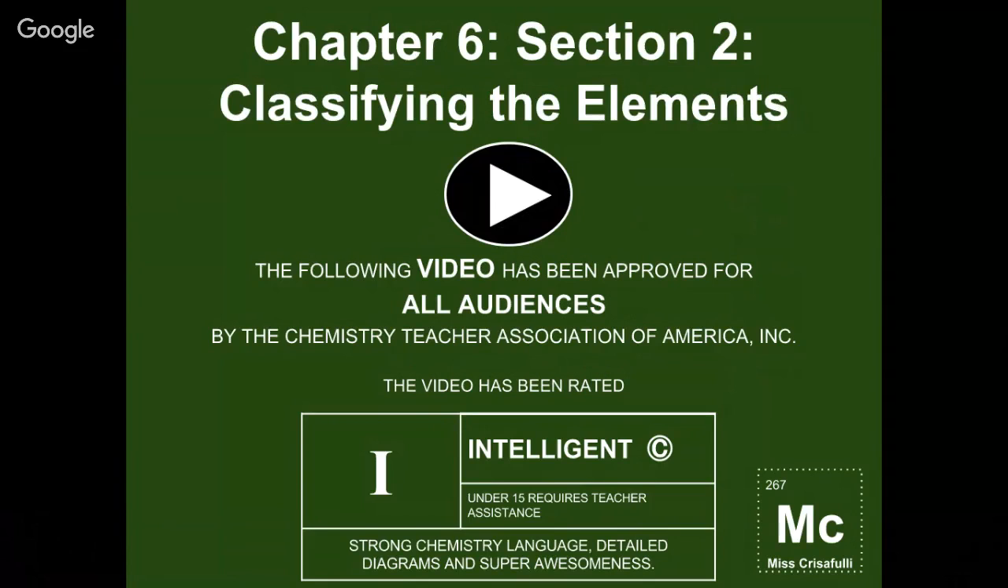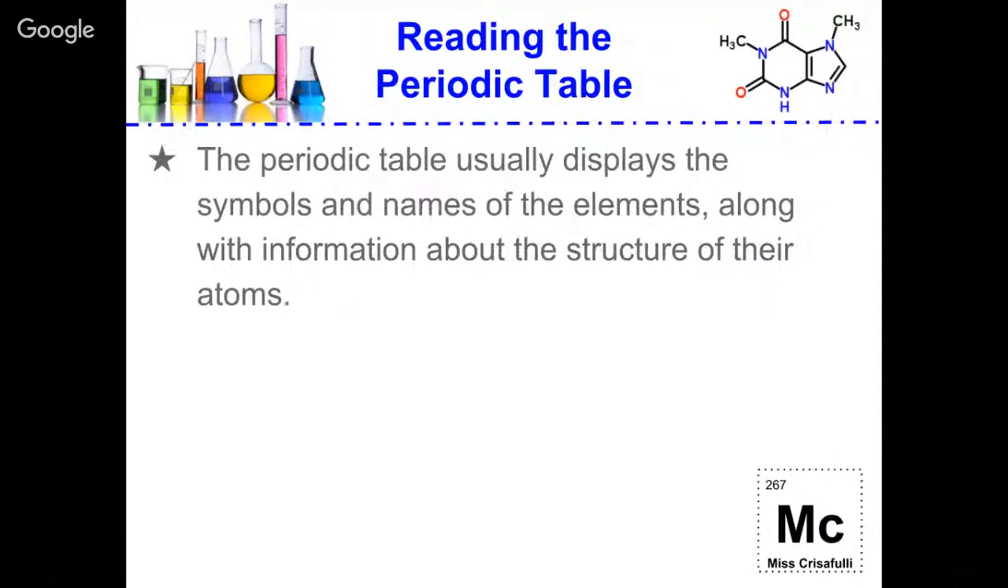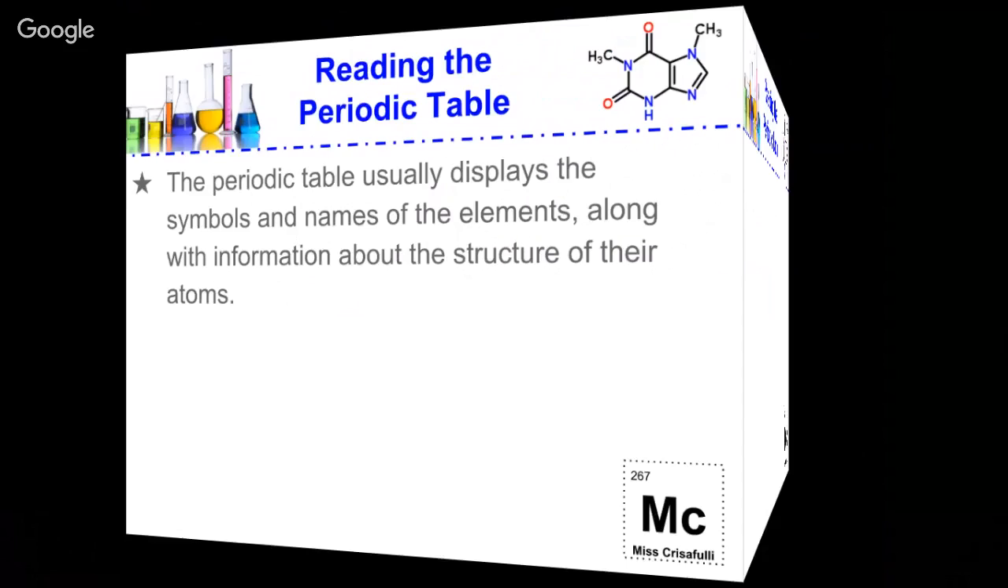Classifying the elements. So let's start talking about how we're going to read the periodic table. Some periodic tables usually display symbols, names of the elements, along with information about their structure. Your periodic table that you use for my class does not include the element names or a couple of the other things that we're going to talk about, but that's okay because you don't need that for my class. However, on some periodic tables, those pieces of information may also be included.